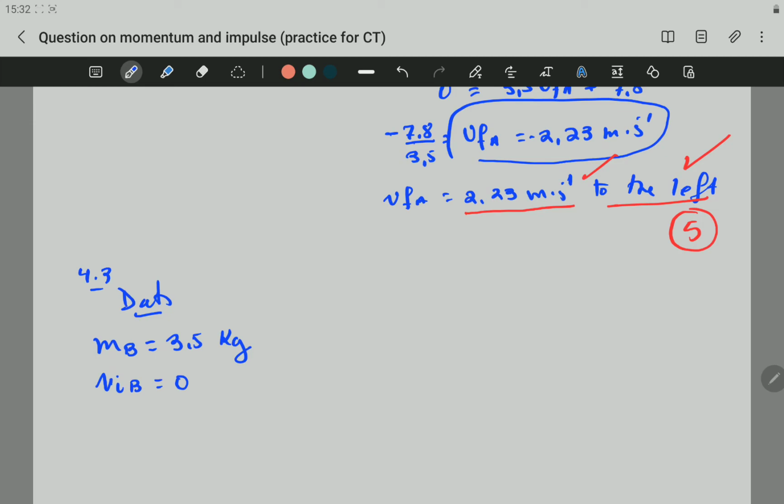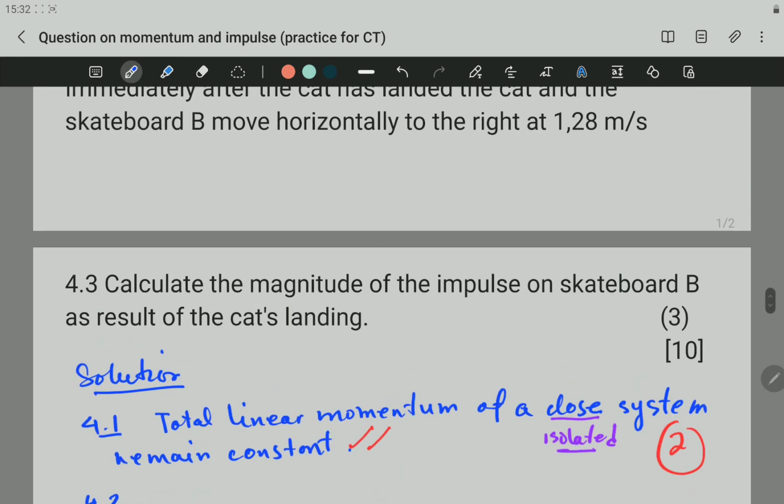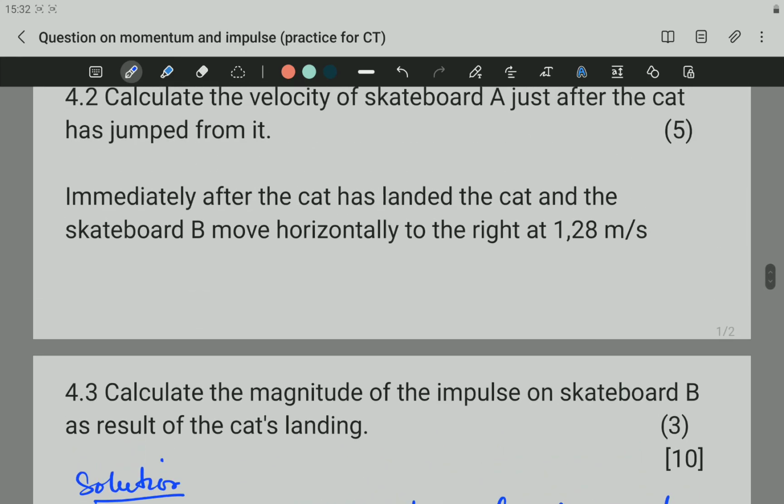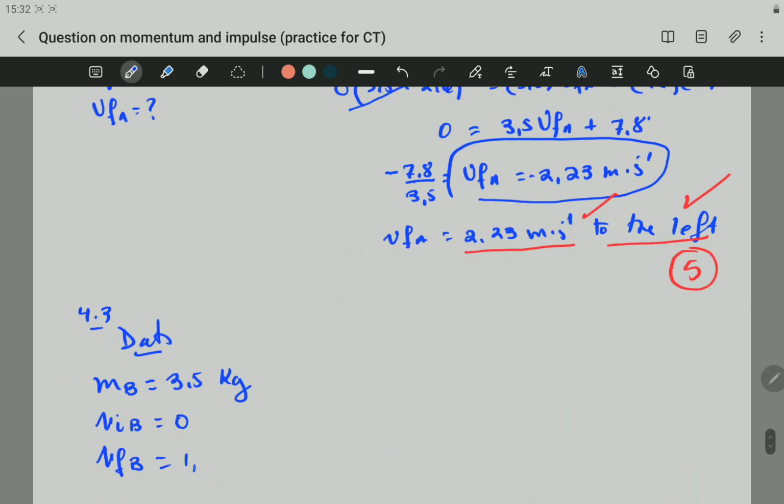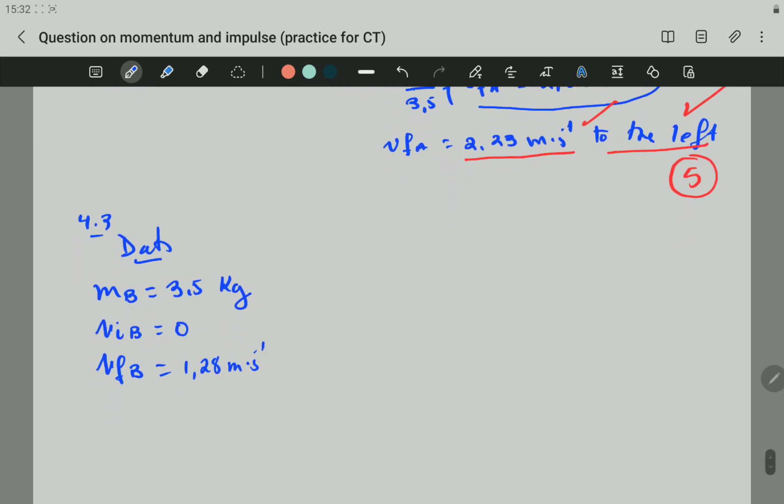It was not moving. Neither of them were moving. They were at rest. And the final velocity of the skateboard B is given in the question. They say calculate the magnitude of the impulse immediately after the cat has landed. The cat and the skateboard B move at 1,28 meters per second, in the same direction as it was moving before, so it's to the right. Okay? So that's all, and you're looking for the impulse.